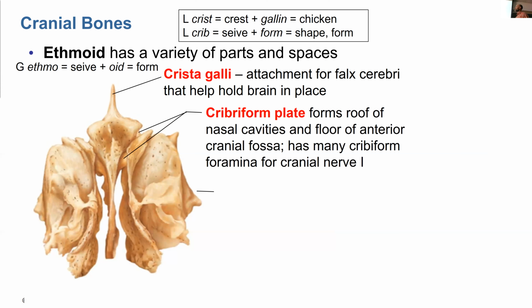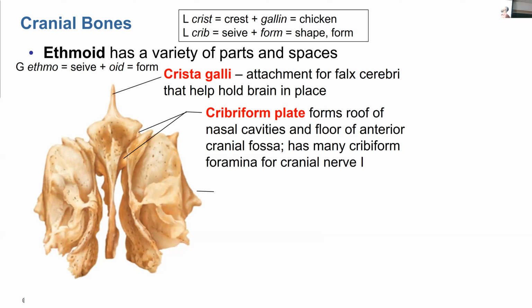Okay, we then have something called the cribriform plate. This forms the roof of your nasal cavities and part of the floor of your anterior cranial fossa. So it's basically like bone between your brain and your nasal cavity. And it's got all of these kind of funky convolutions, which we're not going to get into in a lot of detail. But I want you to know that this structure here forms that barrier between your nasal cavity and your brain above.